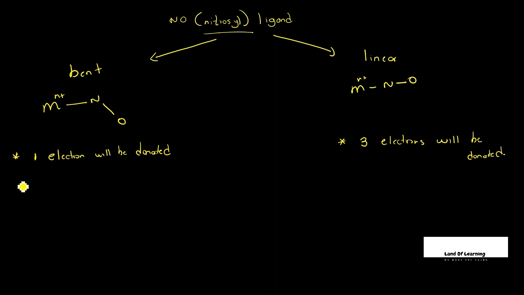The next thing you need to remember is when we are finding the oxidation state of the metal center. Let me take an example. Let's take a simple complex like this, with 3 nitrosyls. If I ask you what is the oxidation state of this metal center, what are you going to do? You're going to remove each of these ligands and check the amount of charge left behind by each ligand.